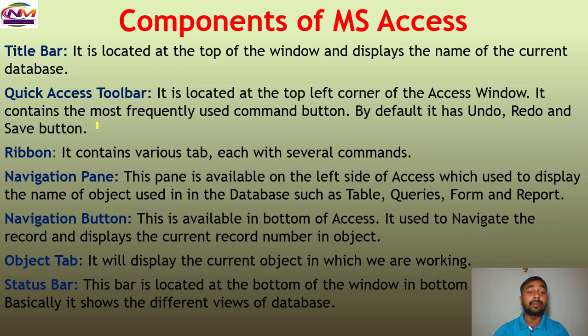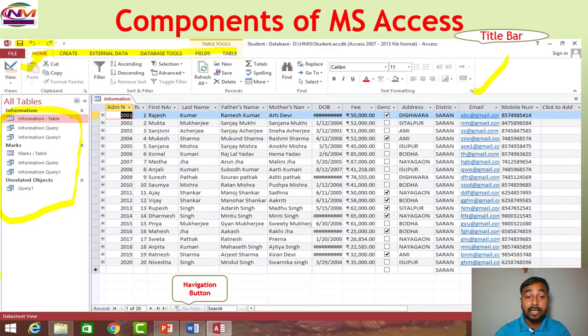The navigation button is also available at the bottom. It is used to display the current record where we are currently working. Now I am going to show you. This is called the navigation button. This area is known as the navigation button, where it is written 1 of 20. You can see there are 20 records and the mouse cursor is on 2001. So we are working on 2001. That's why it is written 1 of 20.